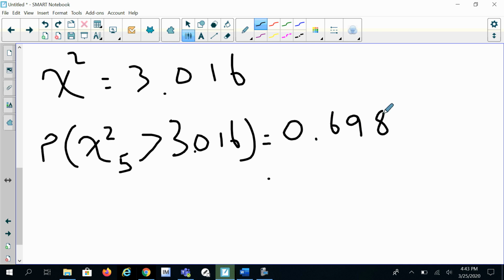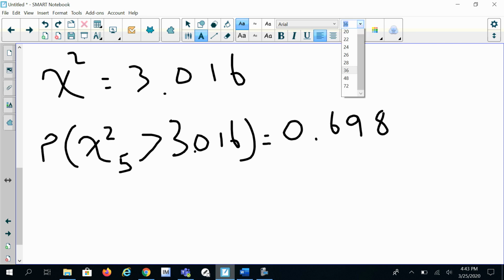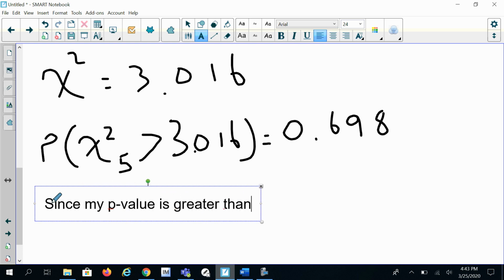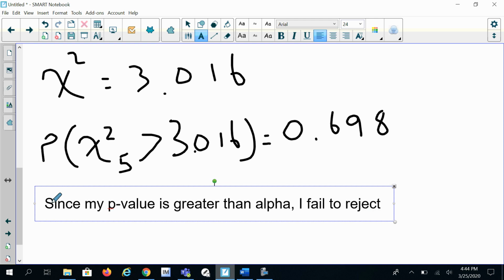Okay. So 0.698. And it doesn't really matter what alpha is. It's a huge p-value. We're going to fail to reject. So recall that whenever your p-value is greater than alpha, you fail to reject H0. So we're ready for our conclusion. So since my p-value is greater than alpha, I fail to reject H0, which means there is no evidence HA is true.